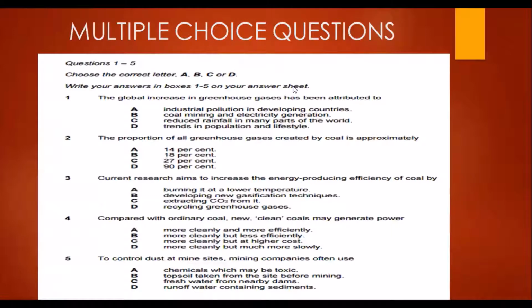There will be a question statement and there will be some options. There are two types of multiple choice question. There may be three options, or maybe more than three. It can be a matching type, or it can have four options. Here you can see the first question: the global increase in greenhouse gases has been attributed to. So you need to choose from these four options.